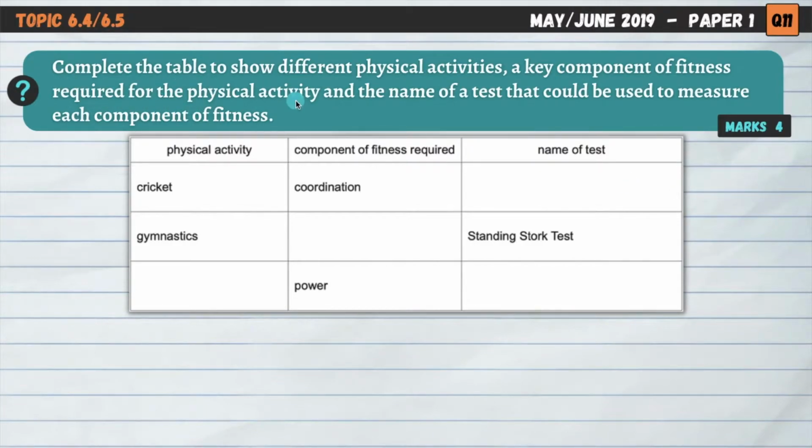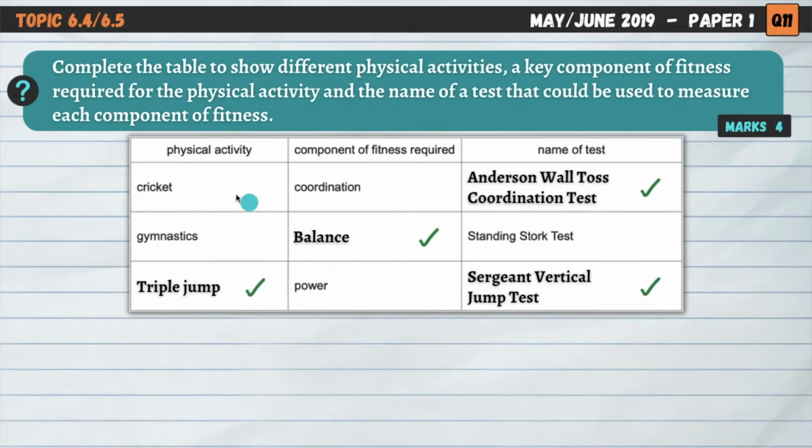Complete the table to show different physical activities, a key component of fitness required for the physical activity, and the name of a test that could be used to measure each component of fitness. So a simple question because all we need to do is fill in the boxes on the table, and we'll reveal the answers here and go through them one by one. So physical activity, we'll come back to that column in a moment, but we'll start with the component of fitness required. So in this column we have power down the bottom.